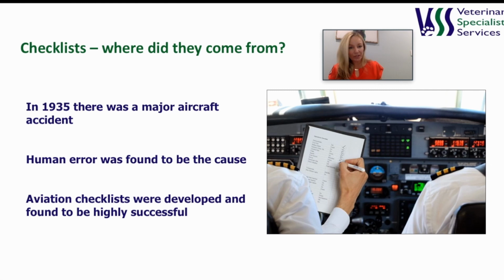So we'll get started talking about checklists and I'll chat with you soon. So where did checklists come from? Well, in 1935, the US Army Corps were test flying a Boeing Model 299 using two highly experienced Army pilots. After takeoff, the plane began to climb, but within seconds it stalled and crashed to the ground.